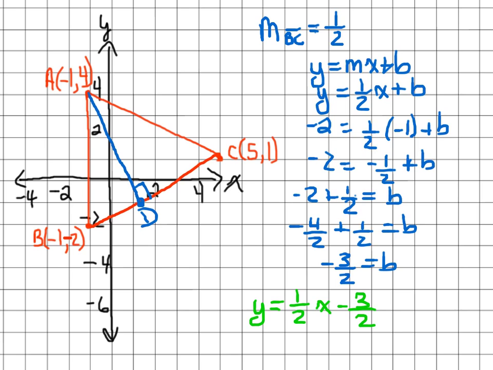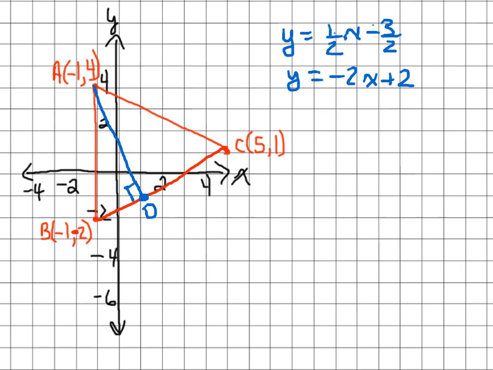Now I need to solve the linear system in order to determine D, which is the point of intersection. I'm now going to solve this linear system. So equation 1 is for line segment BC, and equation 2 is for the altitude. I'm going to solve this by substituting equation 1 into equation 2. I have 1/2 x minus 3/2 equals -2x plus 2.